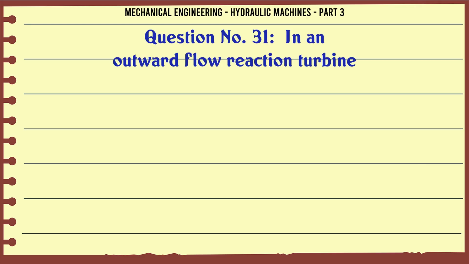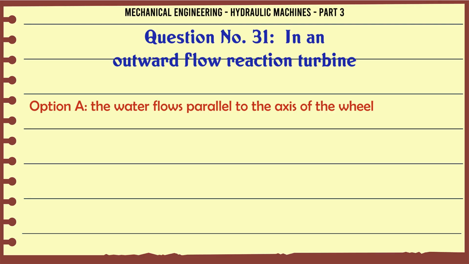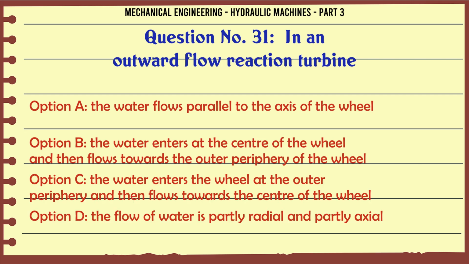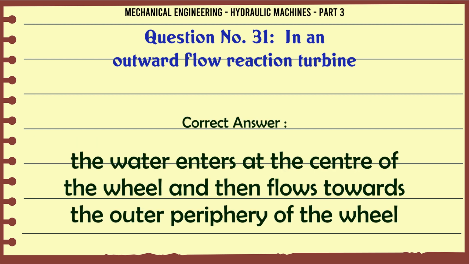In an outward flow reaction turbine, A. The water flows parallel to the axis of the wheel. B. The water enters at the center of the wheel and then flows towards the outer periphery of the wheel. C. The water enters the wheel at the outer periphery and then flows towards the center of the wheel. D. The flow of water is partly radial and partly axial. The correct answer is the water enters at the center of the wheel and then flows towards the outer periphery of the wheel.